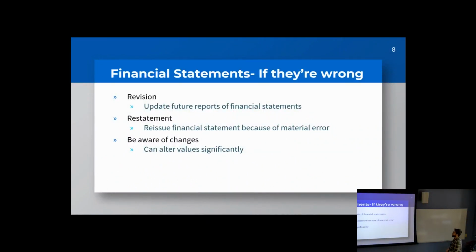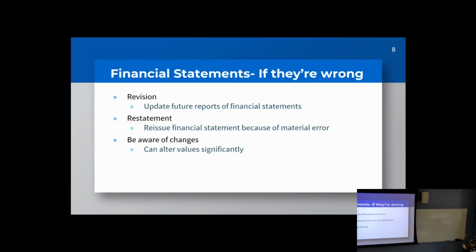If financial statements are wrong, what is happening? If they're slight revisions from just updated information, we're going to see that information adjusted in future financial statements, right? So they're not going to completely reissue their 10K. What they're going to do is, in future 10Qs and 10Ks, update that previously revised information in financial statements. Then there are restatements, where companies do reissue their entire 10K because there was some sort of material error. And it's very important to be aware of these changes when they occur.